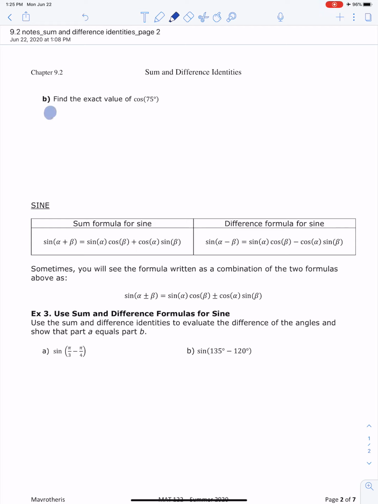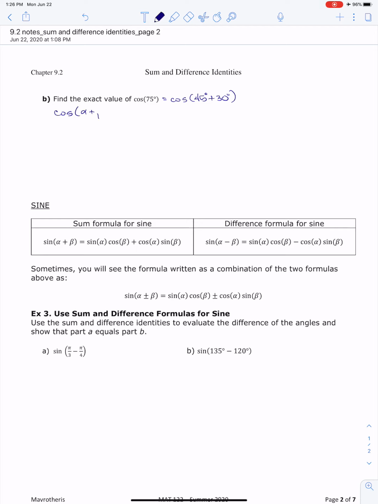Great start. We are going to be able to write this, let's put it up here, as the cosine of 45 plus 30 degrees. So I've got the sum formula for cosine. This is a cosine sum.